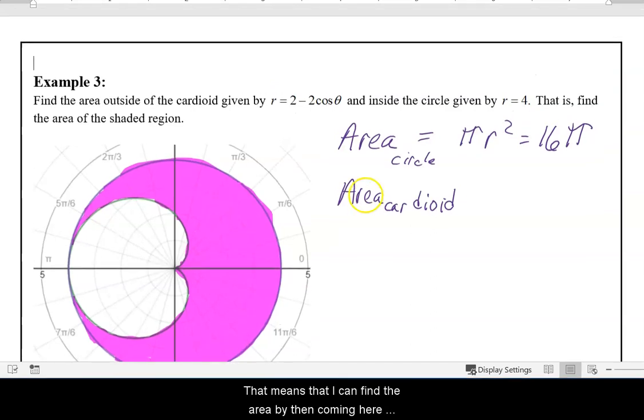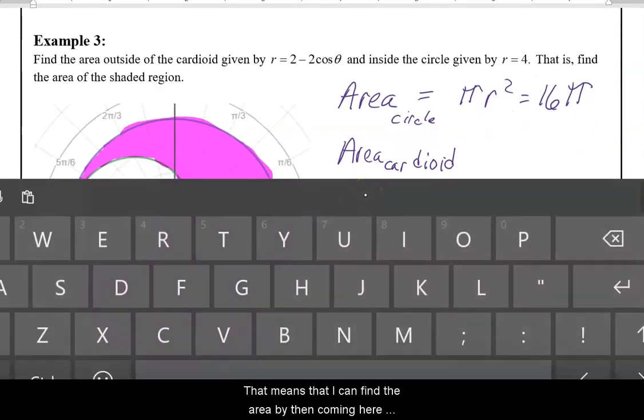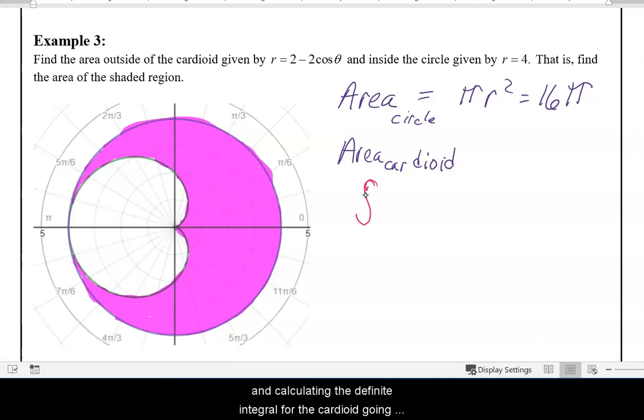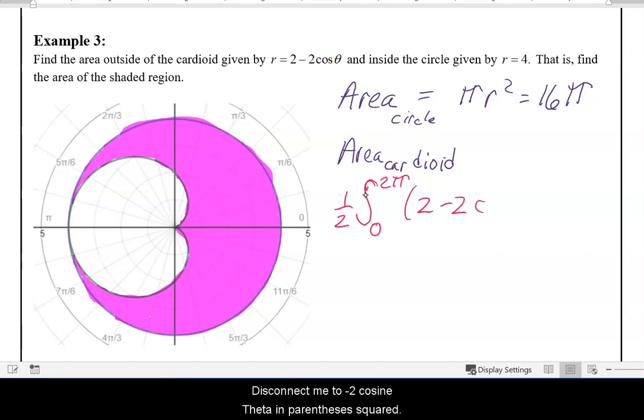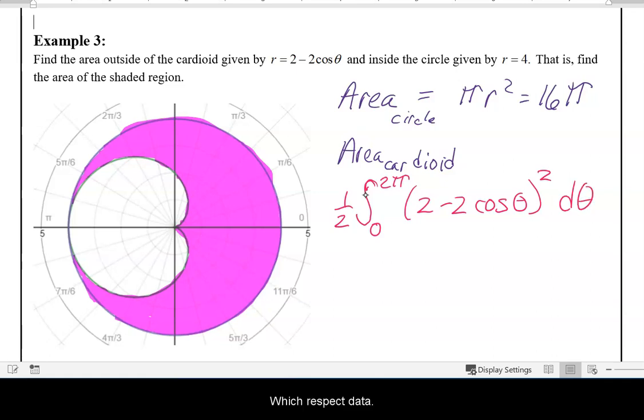That means that I can find the area by coming here and calculating the definite integral for the cardioid going between 0 and 2 pi. The formula is 1/2 r squared d theta. This gives me 2 minus 2 cosine theta in parentheses squared with respect to theta. Be sure that when you square this binomial type object that you do not forget about the product of the outside and inside, which will double each other.